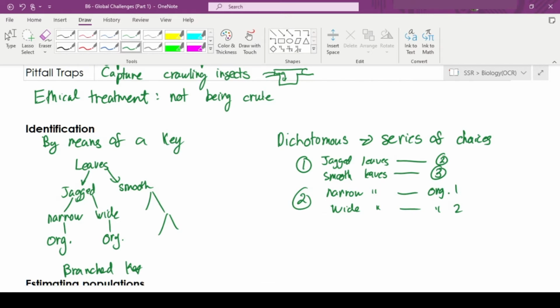If you're making one of your own on an exam or test question, make sure you're choosing really obvious choices and try out the key yourself to make sure that it works and you can't be led down the wrong path, for example, as you do it.